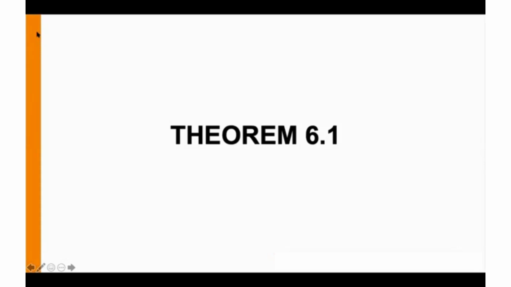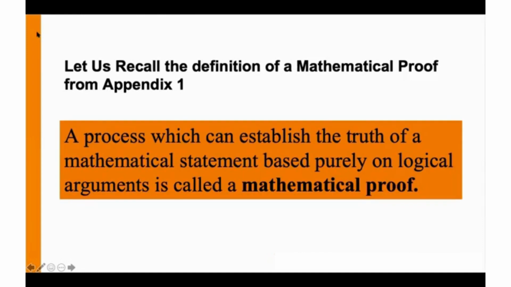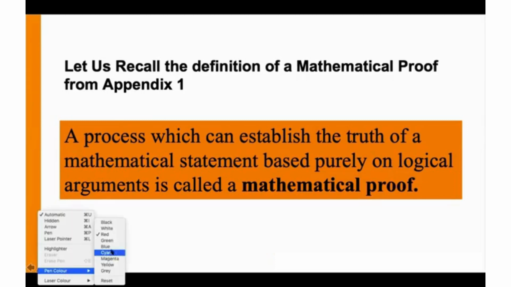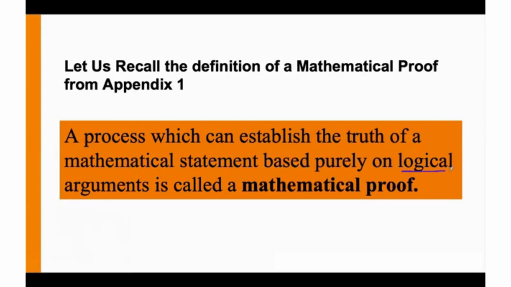Theorem 6.1. But before we understand the theorem, let us recall the definition of a mathematical proof from Appendix 1. It says, a process which can establish the truth of a mathematical statement based purely on logical arguments is called a mathematical proof. We must emphasize the words logical arguments. So our arguments should be logical to prove the theorem.